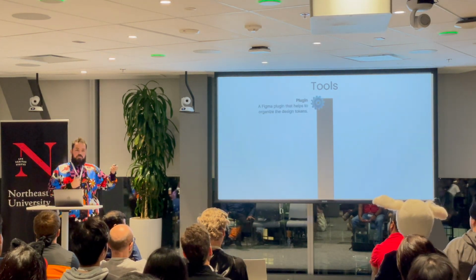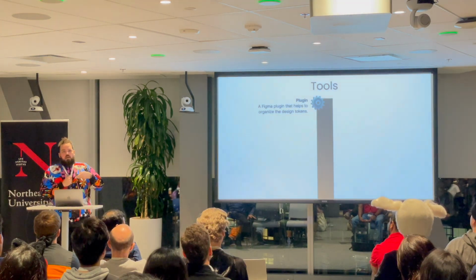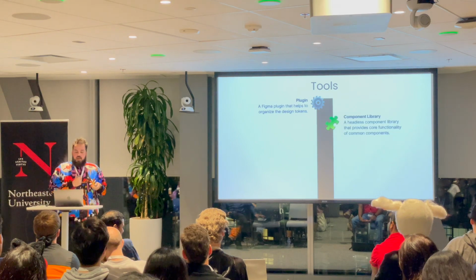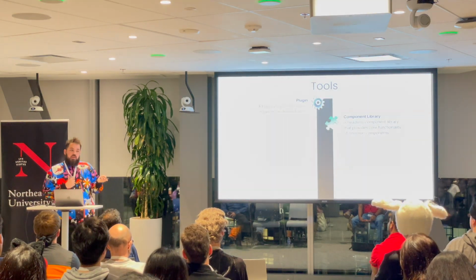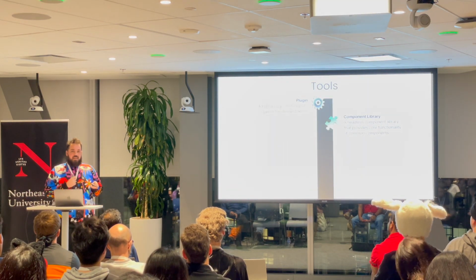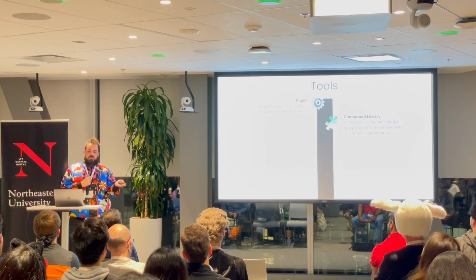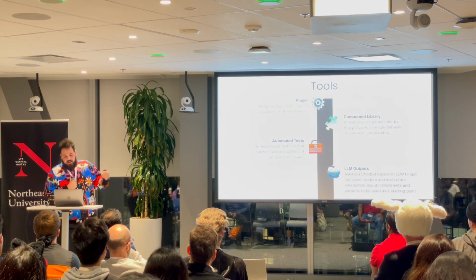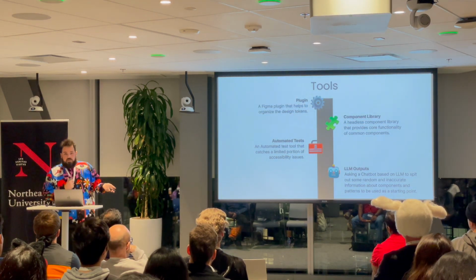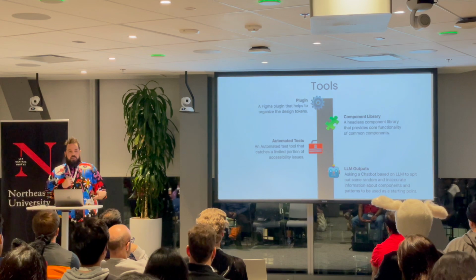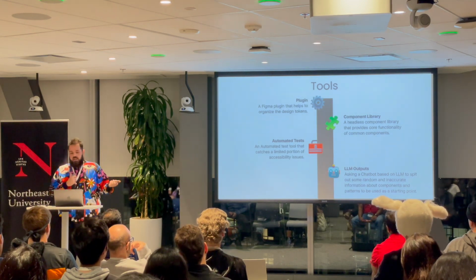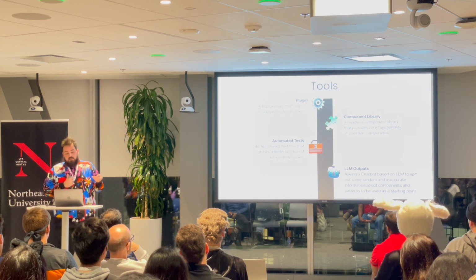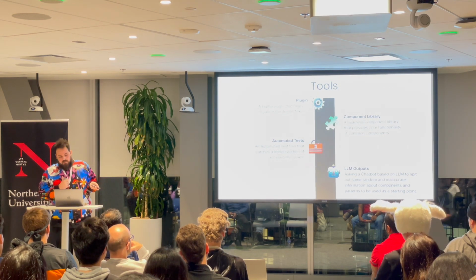You can have a Figma plugin that will concentrate your design tokens and share that with your code. You can use a headless component library so you don't need to write down the code for every single functionality of your components. You can use automated tests. And you can also use LLM outputs to create information about your components and maybe ask them to generate some components for you. All of that could be really helpful.